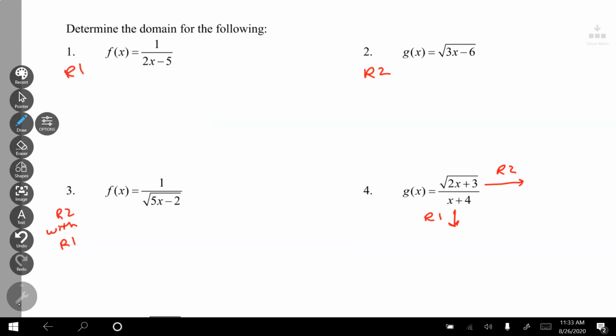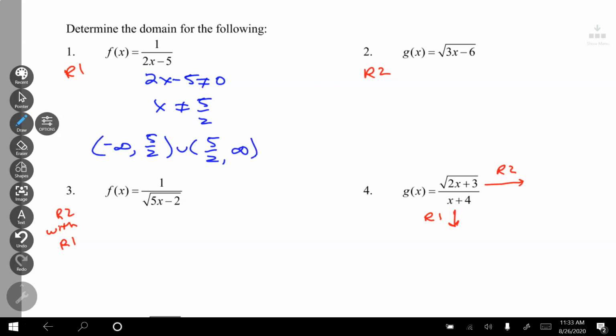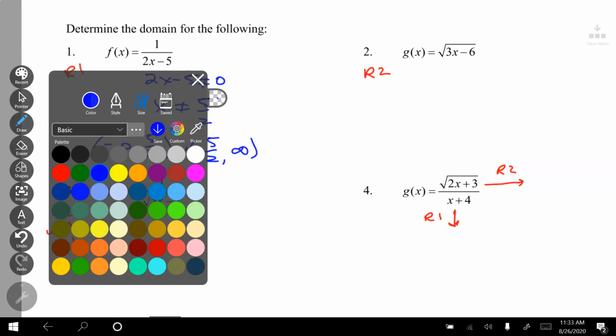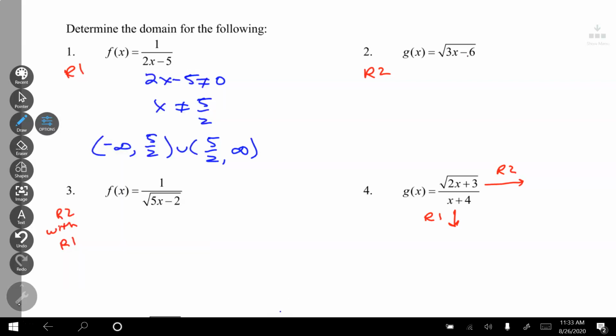So I'm going to change to blue. This part, 2x minus 5 cannot equal 0. X cannot equal 5 over 2. Negative infinity to 5 over 2, union 5 over 2 to infinity. See a square root. This part here cannot be negative. Solve for x. I get my domain is 2 to infinity.